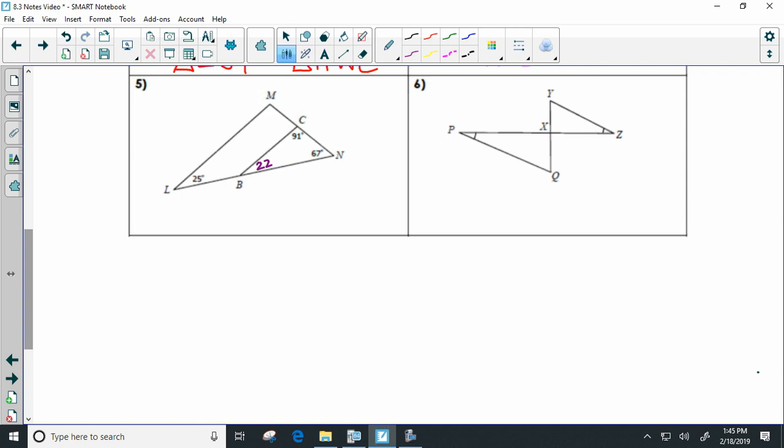And then the big triangle, that's this small one right here. The big triangle is going to be 67, 25. And if I had to find that, it would be 88, just in case you were wondering. So because I only have one angle congruent and not two, this one is not similar.